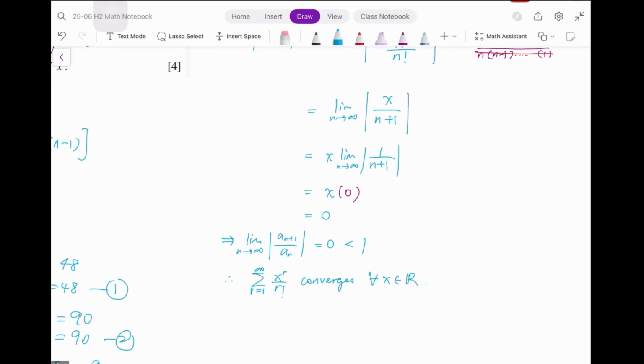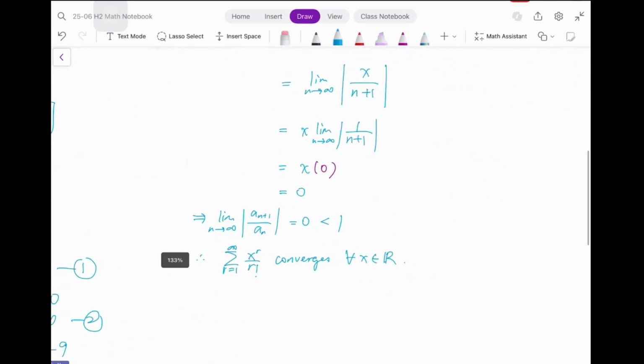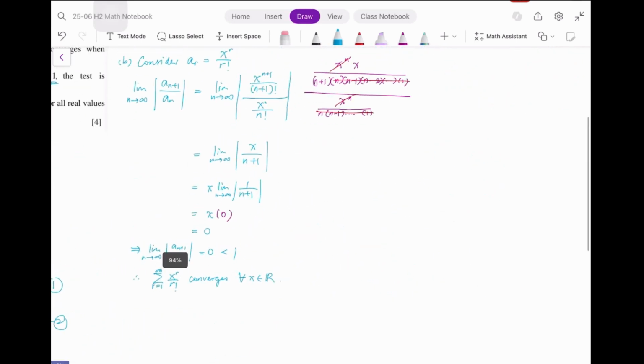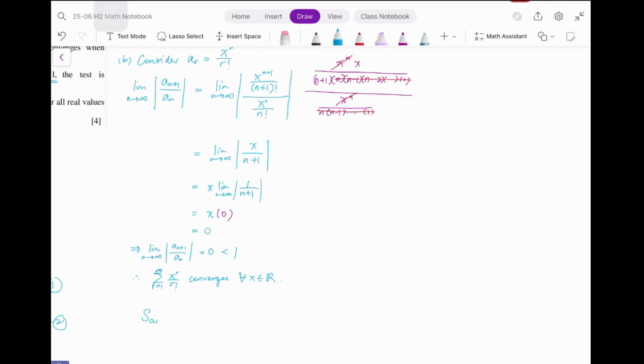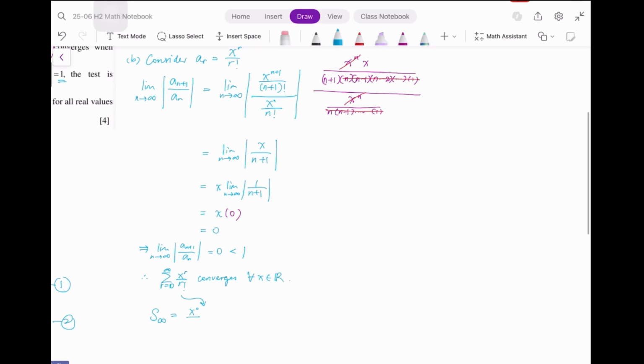Okay. Next, find the sum to infinity of this series. Technically speaking, if you consider this sum to infinity, it's actually expanding this out. So let's expand from r equals 0. When r is equal to 0, we have x to the power 0 over 0 factorial. When r equals 1, x to the power 1 over 1 factorial. When r equals 2, x squared over 2 factorial. x cubed over 3 factorial. x to the 4 over 4 factorial, and so on and so forth, correct?